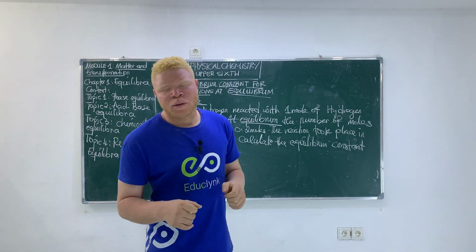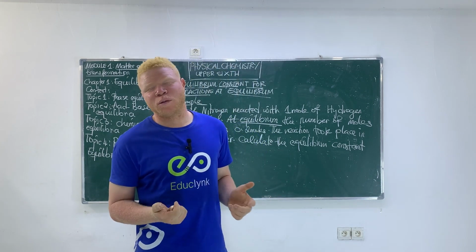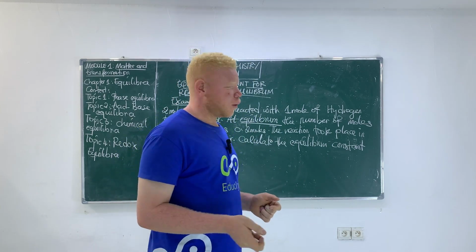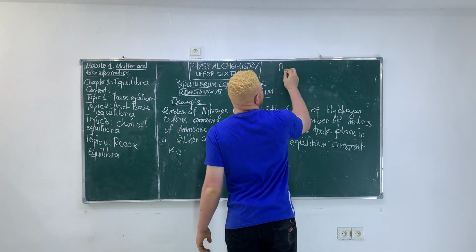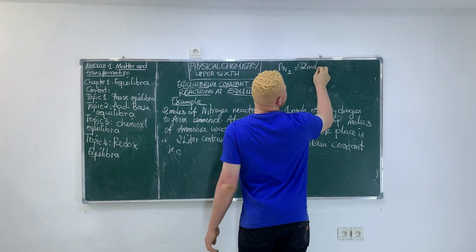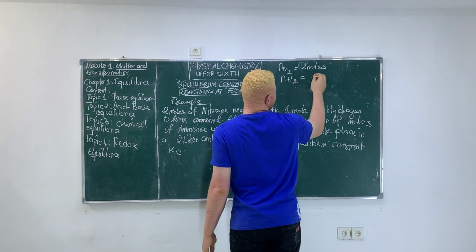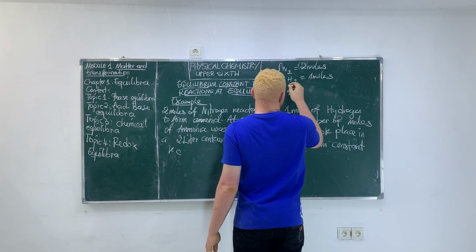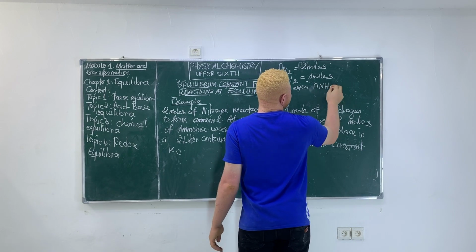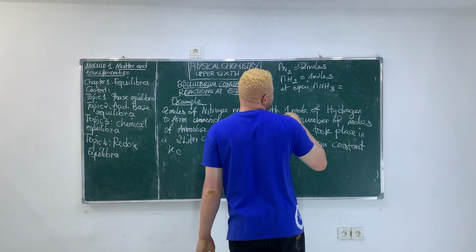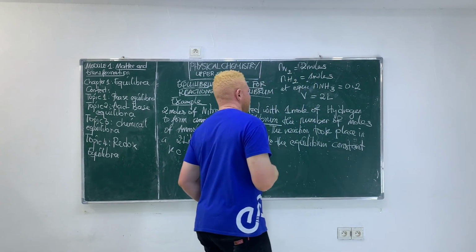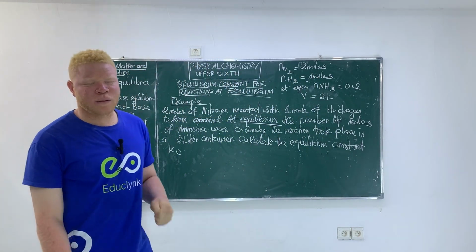Then we have two conditions here. We have the number of moles of ammonia before equilibrium, and we have the number of moles of ammonia at equilibrium. So we extract our data from the question. So n of N2 equals 2 moles, n of H2 equals 1 mole. At equilibrium, n of ammonia equals 0.2. The volume is 2 liters.